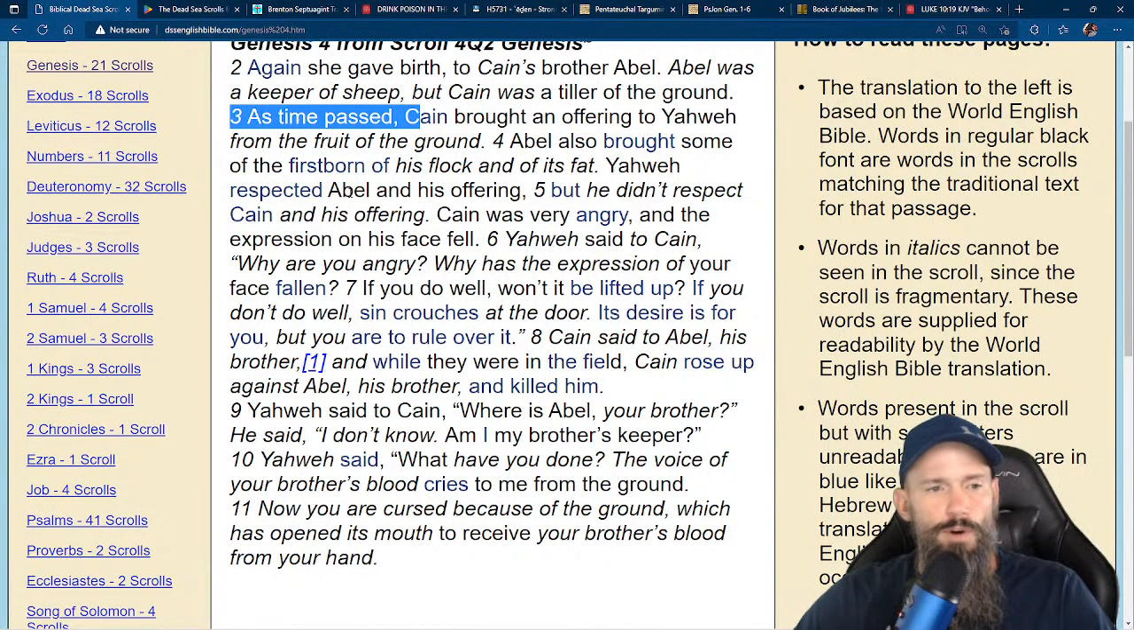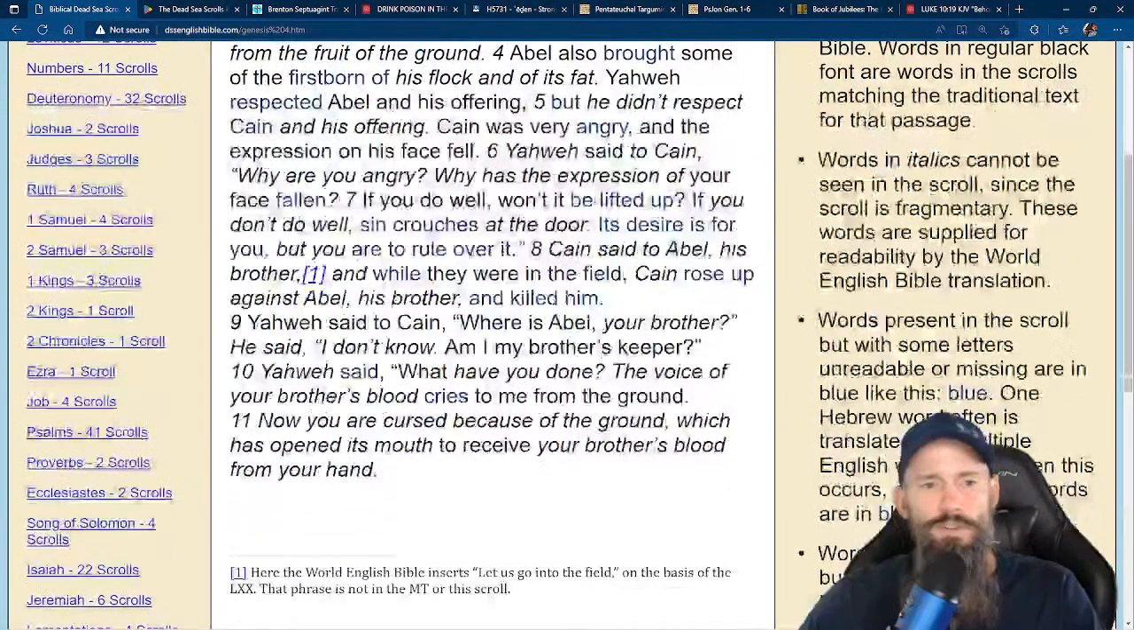Cain was very angry, and the expression on his face fell. Yahuwah said to Cain, why are you angry? Why has the expression of your face fallen? If you do well, won't it be lifted up? If you don't do well, sin crouches at the door. Its desire is for you, but you are to rule over it. Cain said to Abel, his brother, and while they were in the field, Cain rose up against Abel, his brother, and killed him.